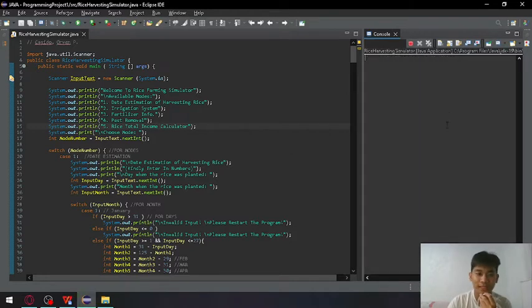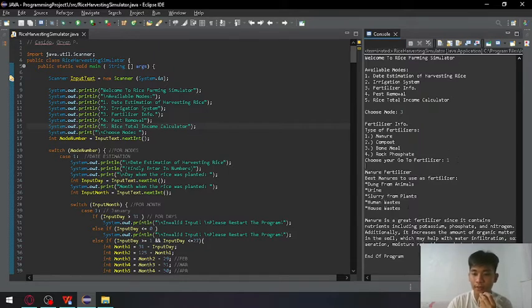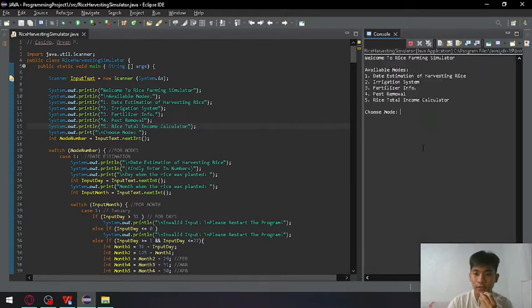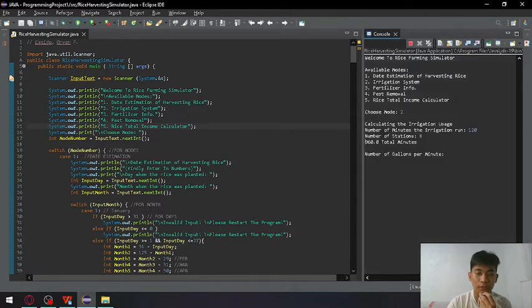Now let's try the third mode, which is the fertilizer information. The third mode offers 4 different fertilizers that have information inside. Let's try manure, which is the first option. It will give you this information. Now let's try the second option, which is the compost. Again, it will show you some information about that.